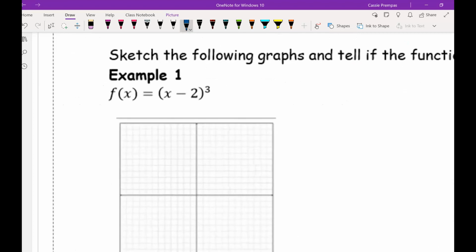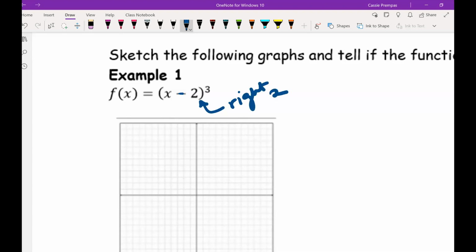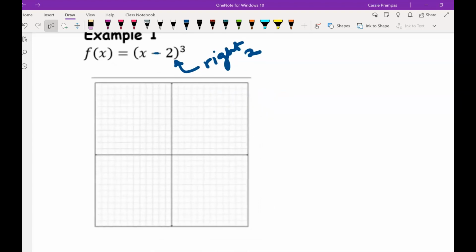Example 1, (x minus 2) cubed. We know that the minus 2 inside the parentheses is going to move the function. How? Hopefully you're thinking right 2. So I would take my original graph. Remember, our original graph looks like this. I'm just going to go right 2 units, 1, 2. Move all those other points right 2 units. And there's my new graph.